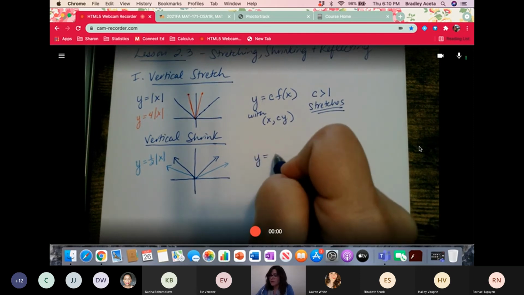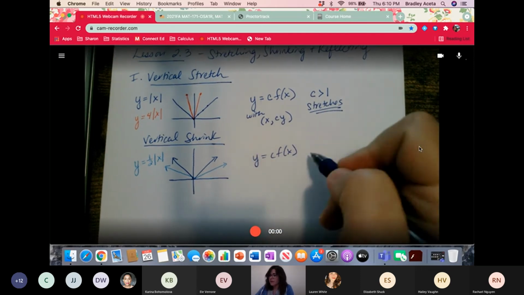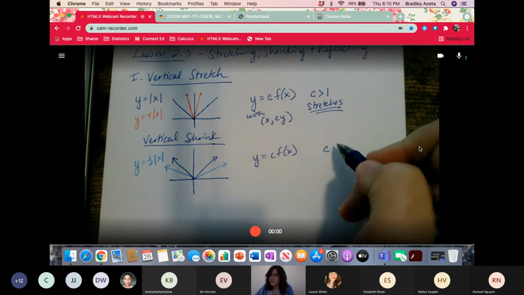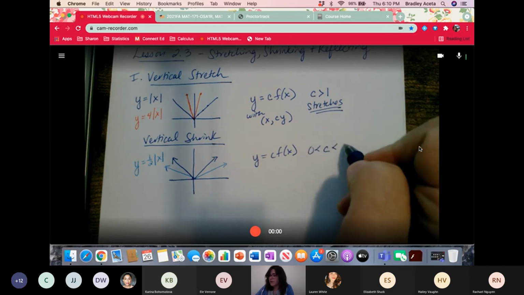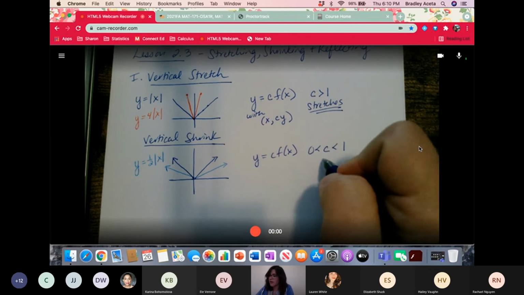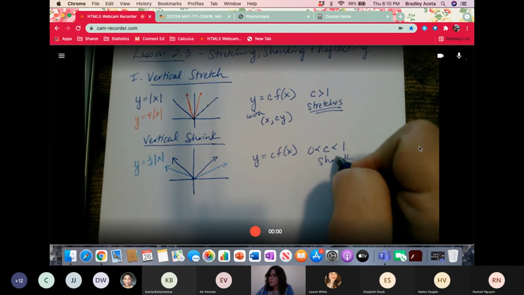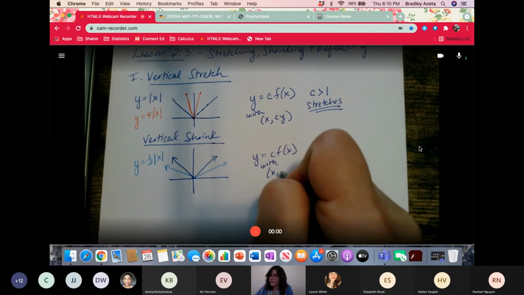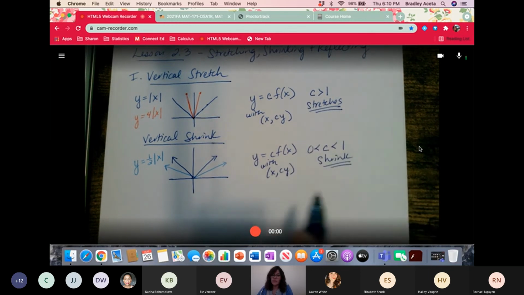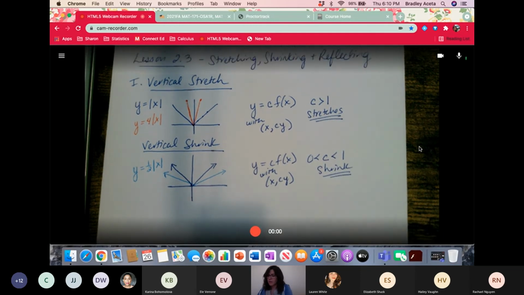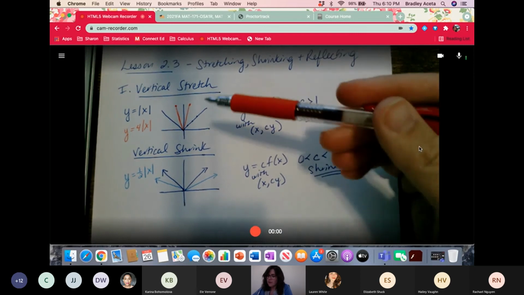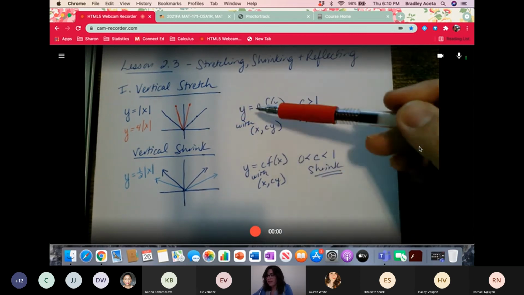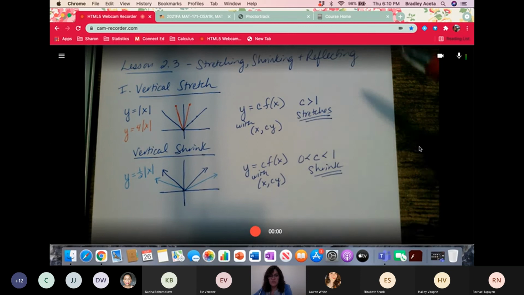So when y equals c times f of x, and c is a fraction, not negative, just between 0 and 1, which is just a fancy notation for a fraction, it's going to shrink. And you're going to have that point x comma cy again. But this time you would multiply all your y values by 1/2.